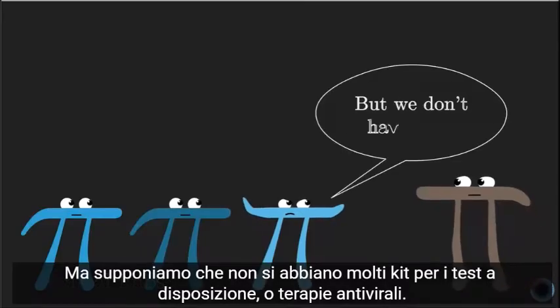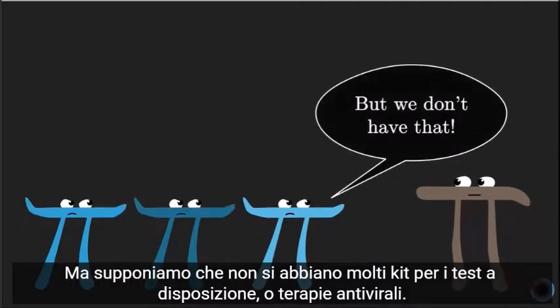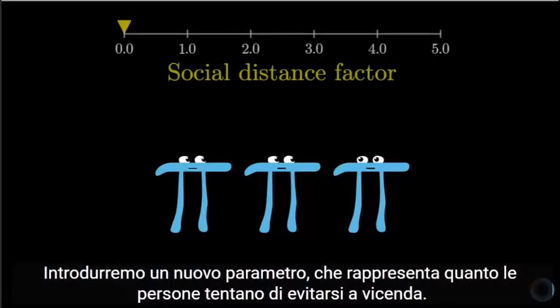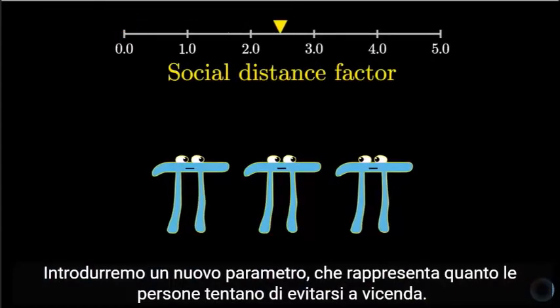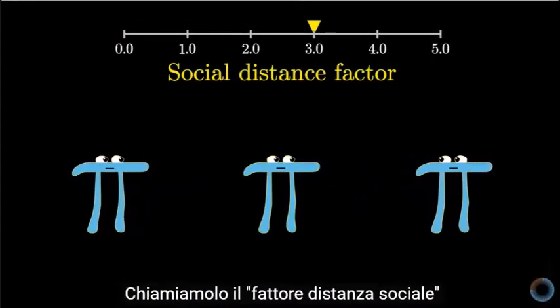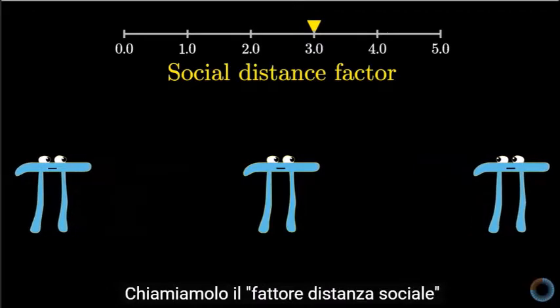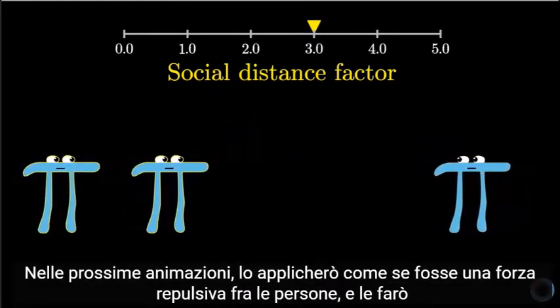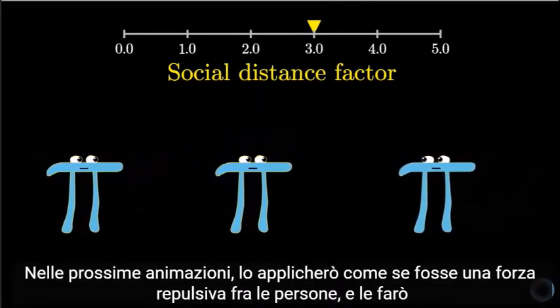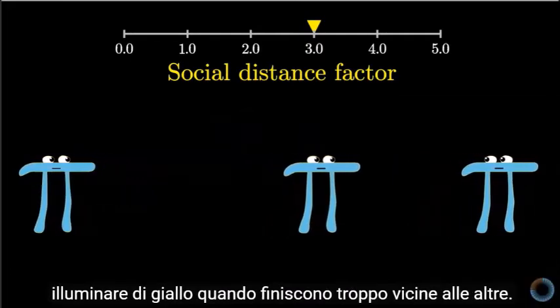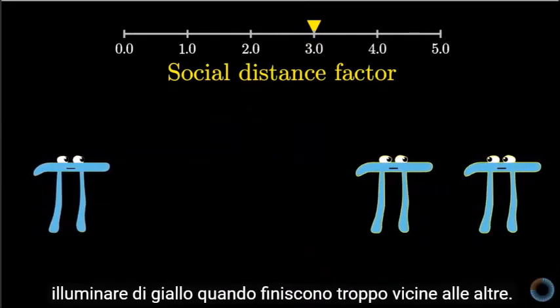But let's say you don't have widespread testing or antiviral therapeutics. Well, let's introduce a new parameter here, which is how much people try to avoid each other. Let's call it the social distance factor. In these animations, I'll apply it as a repulsive force between people and have them glow yellow when they feel just a little too close to their neighbor.